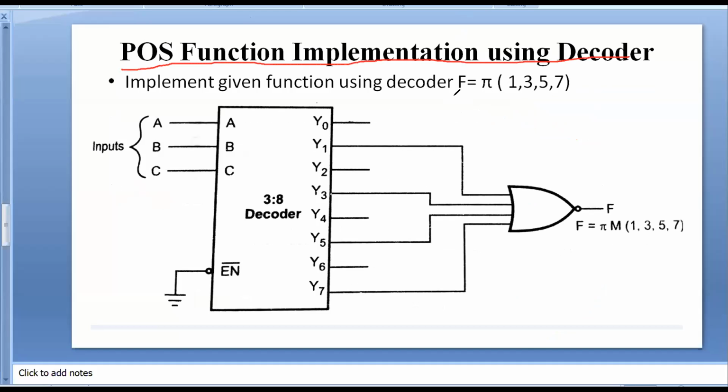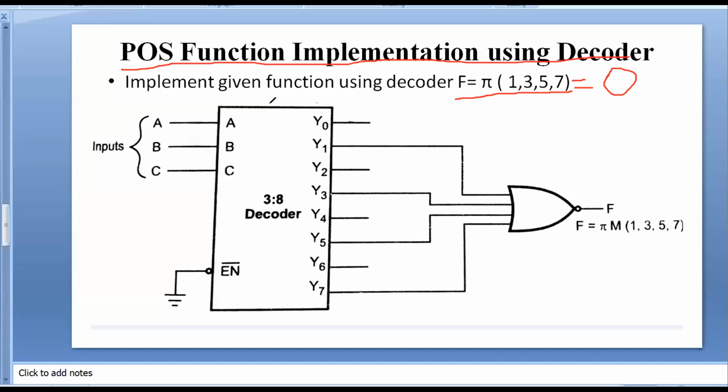Here the given function is f equals pi of 1, 3, 5, 7. Here the pi means the product of sums. These terms are called max terms. Here the max terms are given as 1, 3, 5, 7. For these terms, the output will be equal to 0.